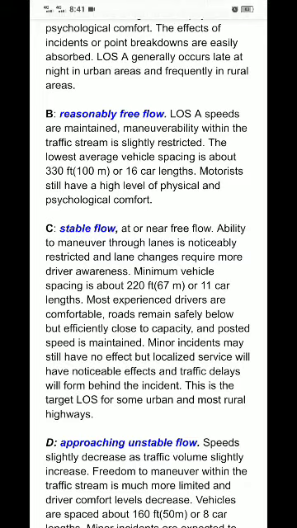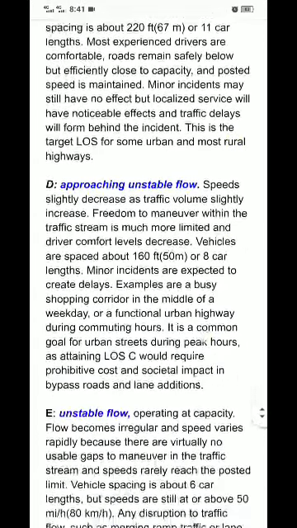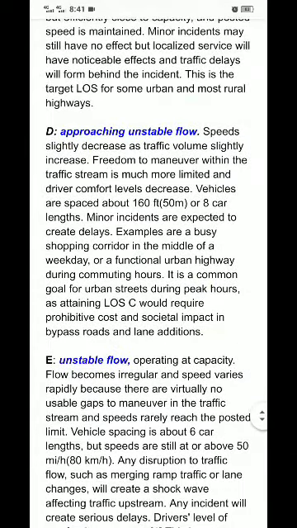So the letter C is stable flow, at or near free flow. Ability to maneuver through lanes is noticeably restricted, and lane changes require more driver awareness. So letter D is approaching unstable flow. Speed slightly decreases as traffic volume slightly increases. Freedom to maneuver within the traffic stream is much more limited and driver comfort levels decrease.